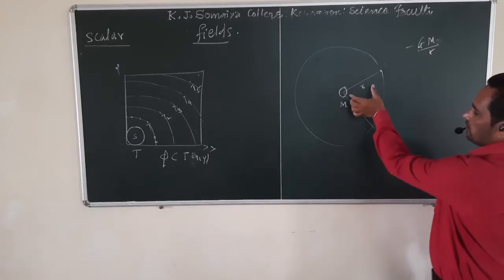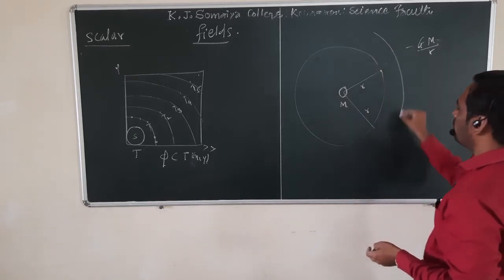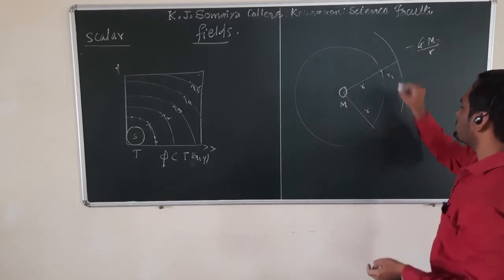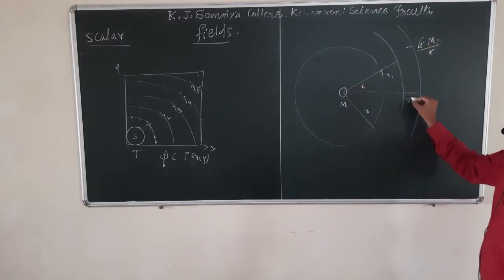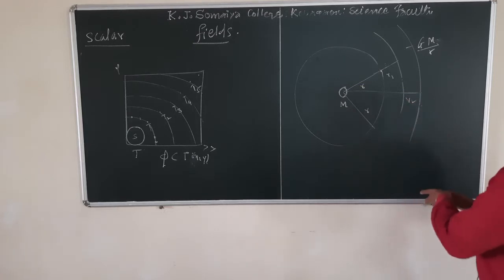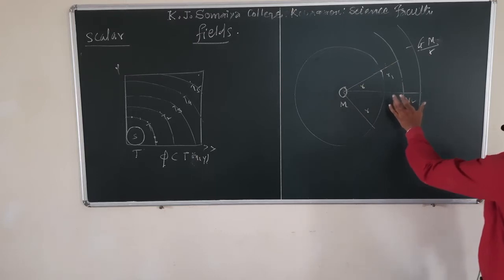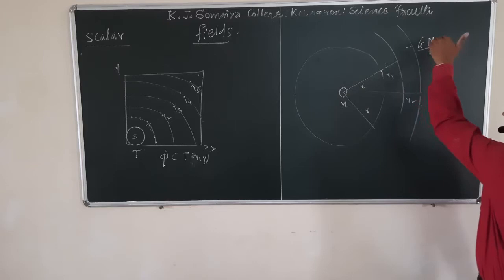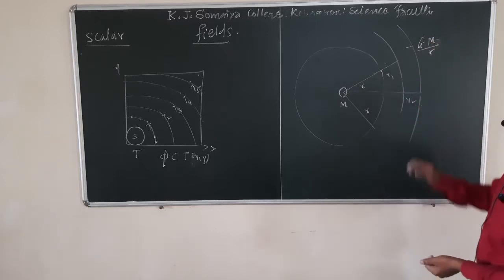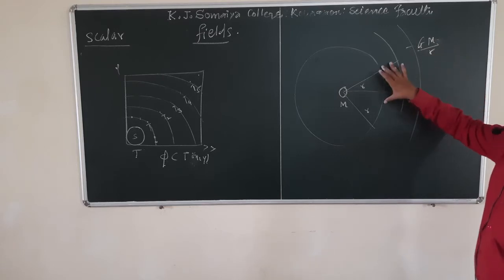Now if you take a radius r2 which is larger than this, then as r goes on increasing, this quantity goes on decreasing. Why? Because this is minus GM upon r. So here we have an equipotential surface.